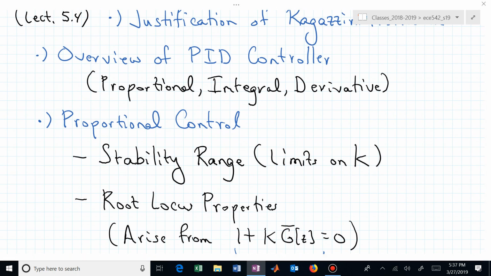After that, we'll talk about a PID controller, give an overview of that, what the P, the I, and the D correspond to. That's proportional, integral, and derivative action based on the error signal in your system. And those 3 parts can be combined, looked at separately, looked at in pairs, etc.